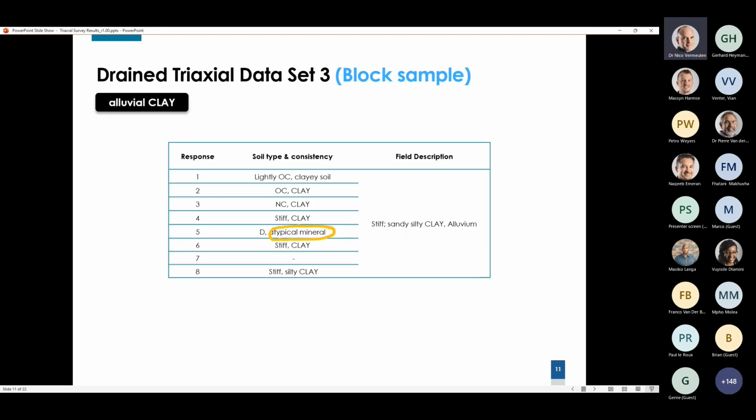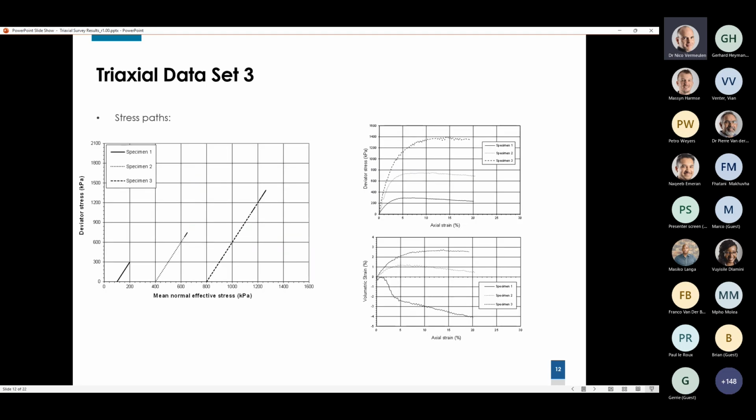And then moving on to the last data set, this is a surface block sample cut from an alluvial clay and tested, and most of the respondents again were able to classify this material as a clay material, with one respondent, I think, thinking that there's something up here and noted this as an atypical mineral. I think probably assuming that it's something like a kaolinite or a laboratory prepared specimen of a single clay mineral or something similar to that. Be it as it may, this is quite a consistent and accurate response from the respondents.